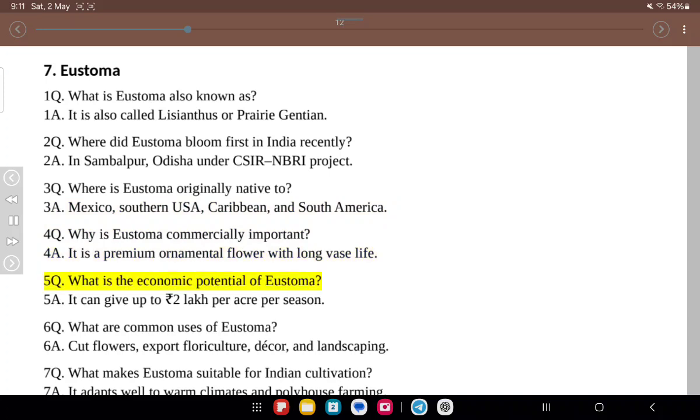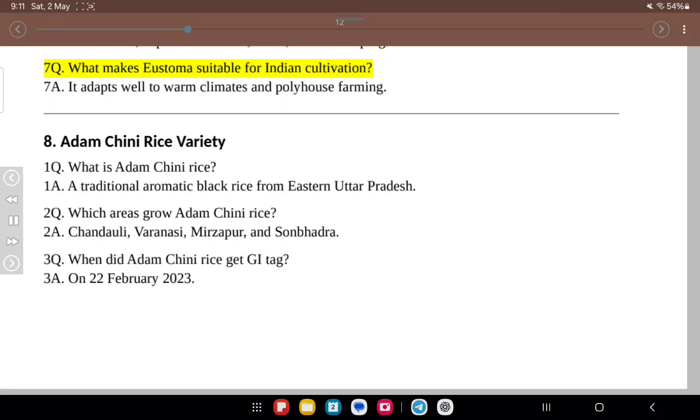5Q. What is the economic potential of Eustoma? 5A. It can give up to 2 lakh rupees per acre per season. 6Q. What are common uses of Eustoma? 6A. Cut flowers, export floriculture, decor, and landscaping. 7Q. What makes Eustoma suitable for Indian cultivation? 7A. It adapts well to warm climates and polyhouse farming.